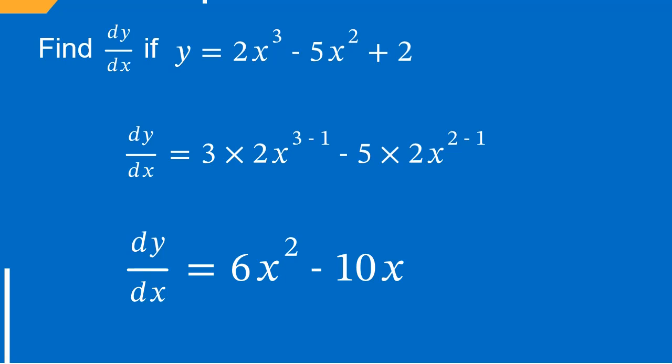Then the second term, which is 5x squared, so we have minus before it: minus 5 times 2 raised to the power of x minus 1, or it could be minus 2 times 5 raised to the power of 2 minus 1. Now when you differentiate a constant, that is a number without a variable, it's going to give you 0. That's why you don't have anything behind that. So 3 times 2 is 6x squared, then minus 5 times 2 is 10.